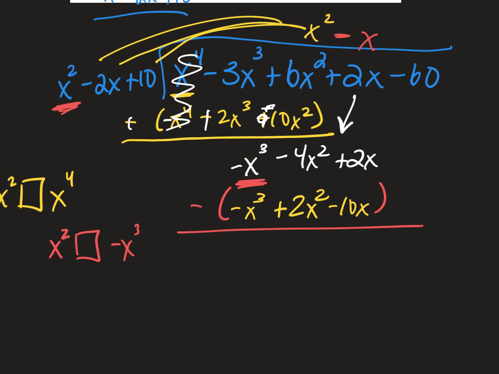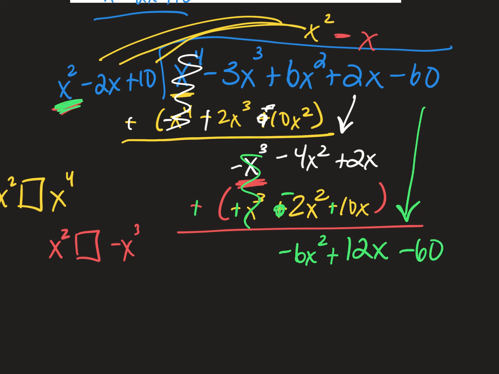Minus 10x. Before I subtract, what do I do? Distribute, distribute, distribute, distribute. Okay, so what's 2x plus 10x? 12x. What's a negative 4x squared and a negative 2x squared? Negative 6x squared. Cubes cancel out. What do I do with this negative 60? I bring it down.